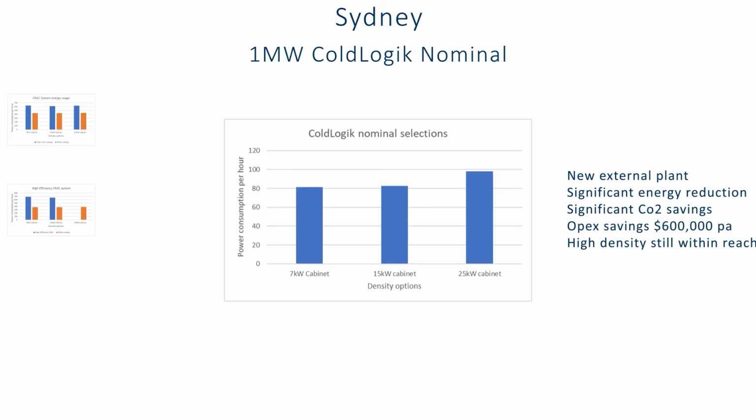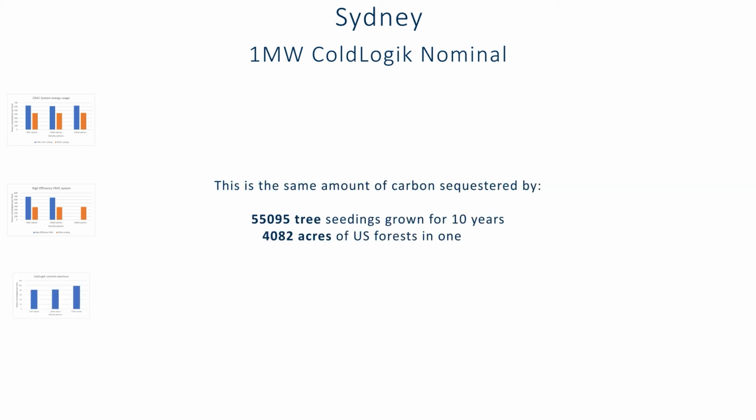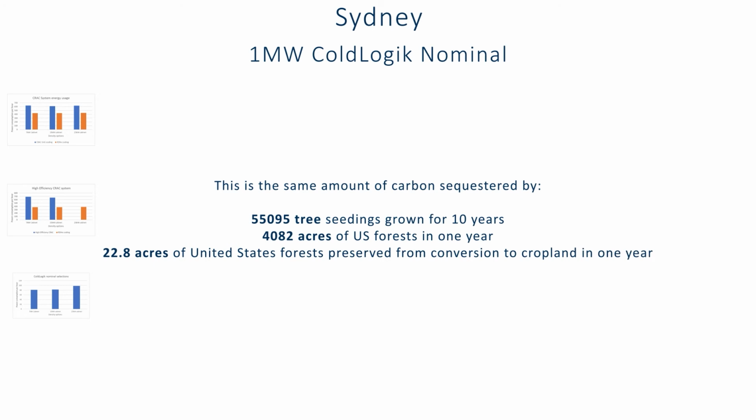When you implement free cooling with the higher water temperatures that ColdLogic allows, it combines to remove the CRAC unit's ability to both deal with the high and lower heat loads. Compared with the traditional system, this allows for over 86% energy saving or 3,332 tons of CO2. This is the same amount of carbon sequestered by 55,095 tree seedlings grown for 10 years, 4,082 acres of U.S. forests in 1 year, 22.8 acres of United States forests preserved from conversion to cropland in 1 year.